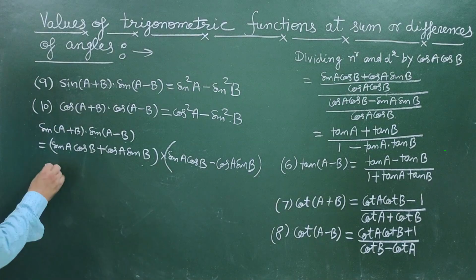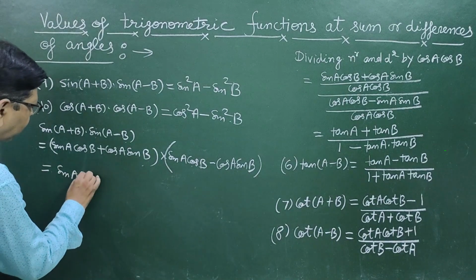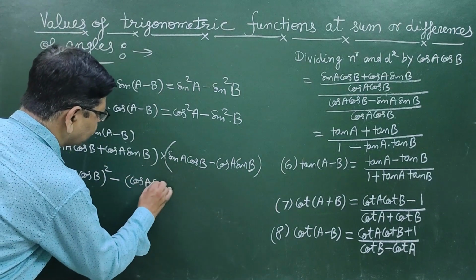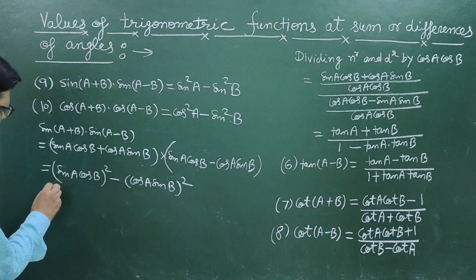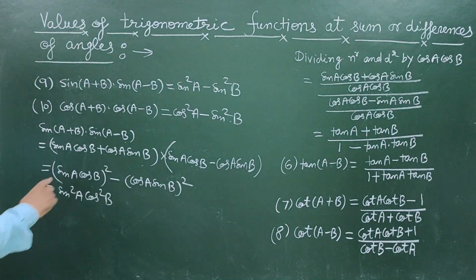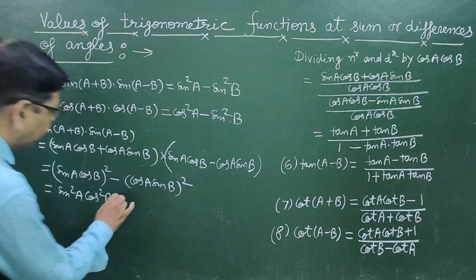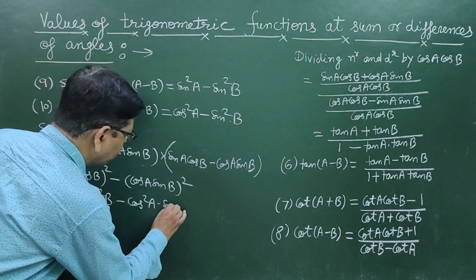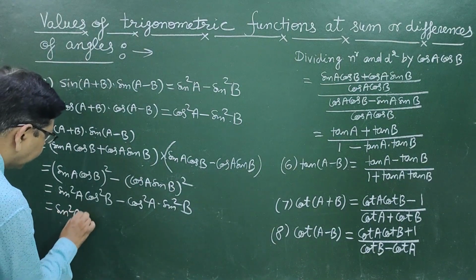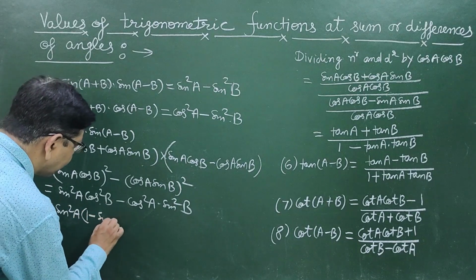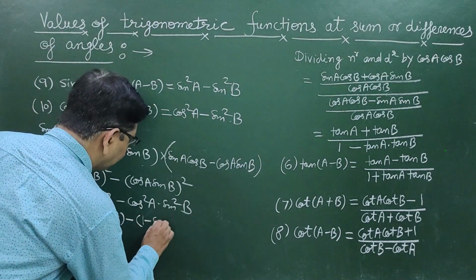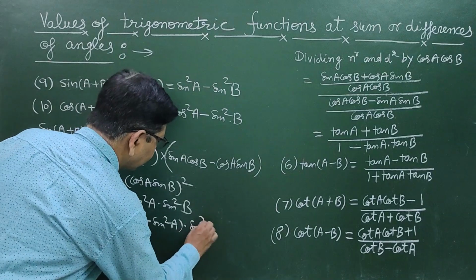we can write this as sine A cos B its square minus cos A sine B its square, which is equal to sine square A cos square B minus cos square A sine square B. Now you can write cos square B as 1 minus sine square B, and cos square A you can write as 1 minus sine square A.